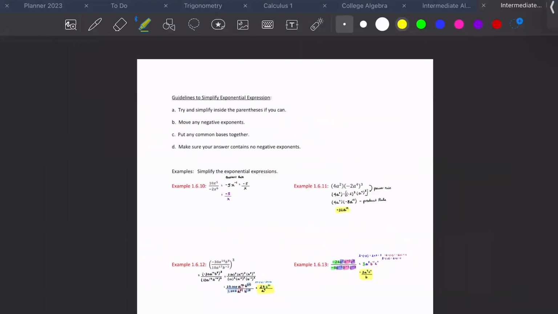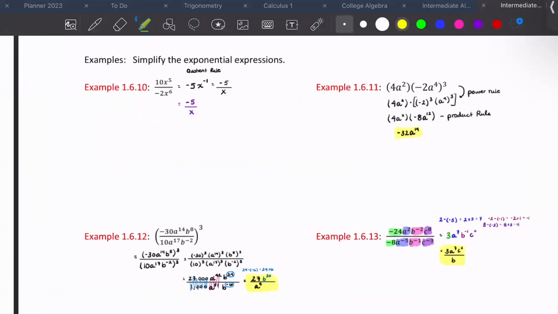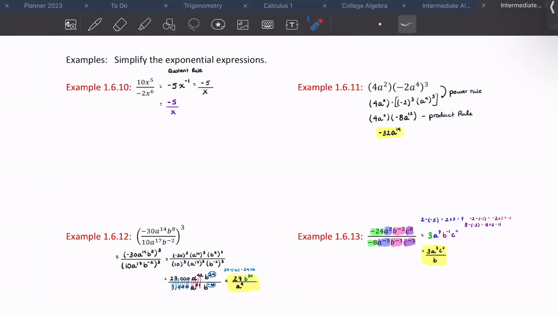And that is using our rules. Okay, so they can get kind of messy. All of these examples were pretty difficult, especially the last two. But the main thing is to take it step by step and say, okay, what are we even trying to do? What are our rules? How do we apply them?